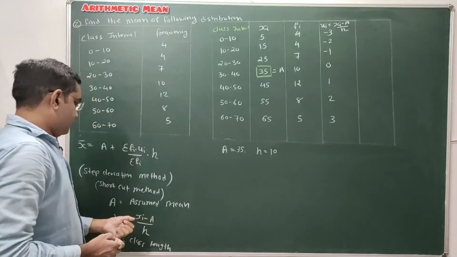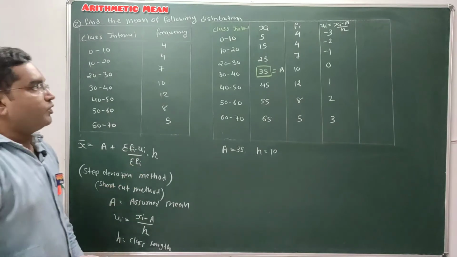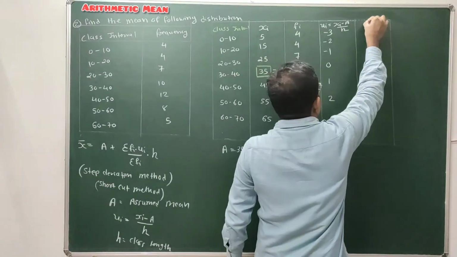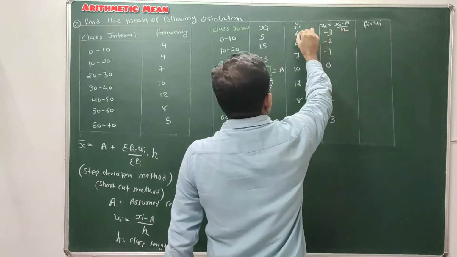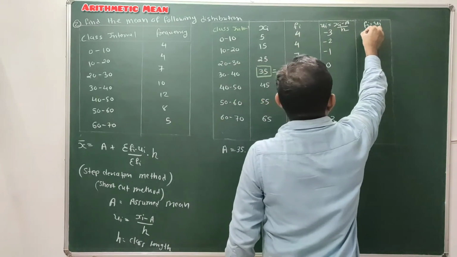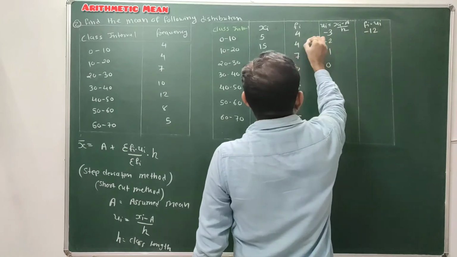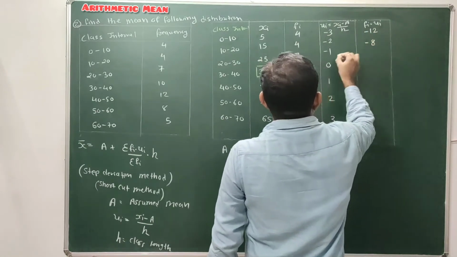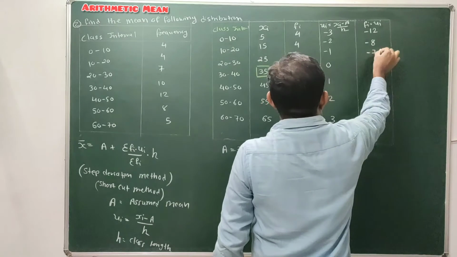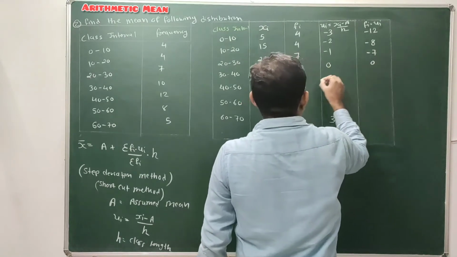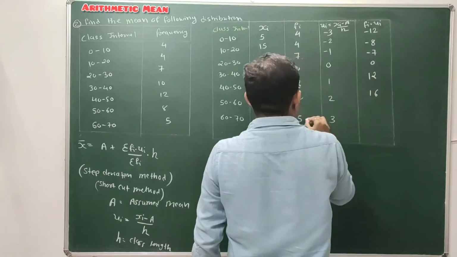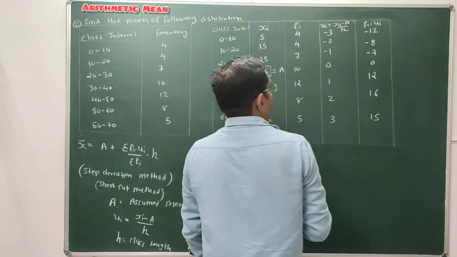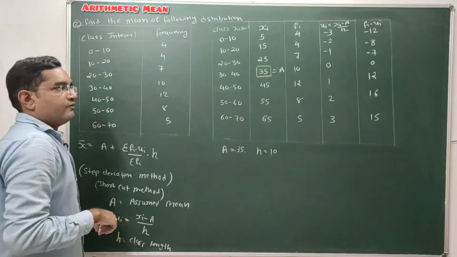Then we require fi into ui. The last column will be of fi into ui, the multiplication of these two columns. 4 into minus 3, minus 12, minus 8, minus 7, 0, 12, 16, and 15. Done. So this is our fi ui.